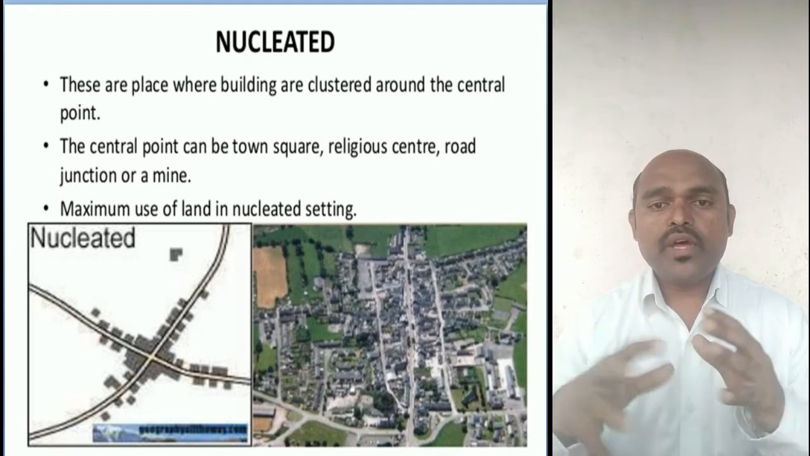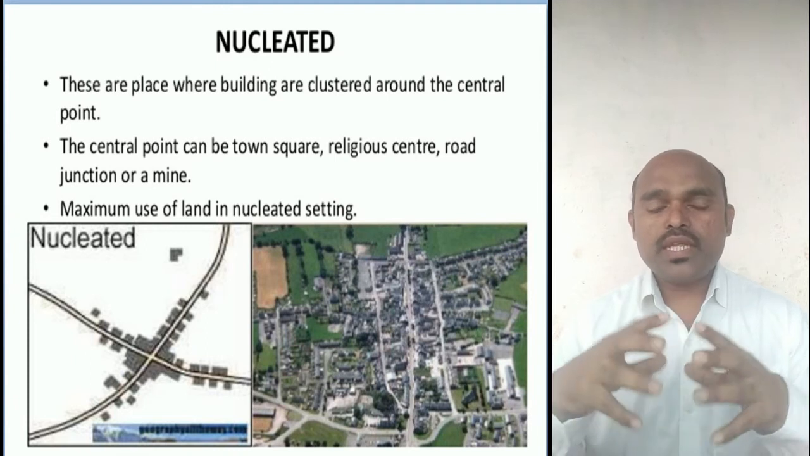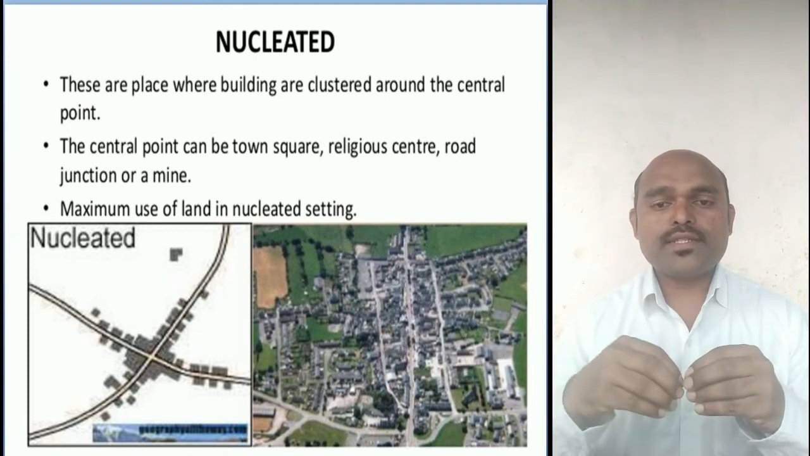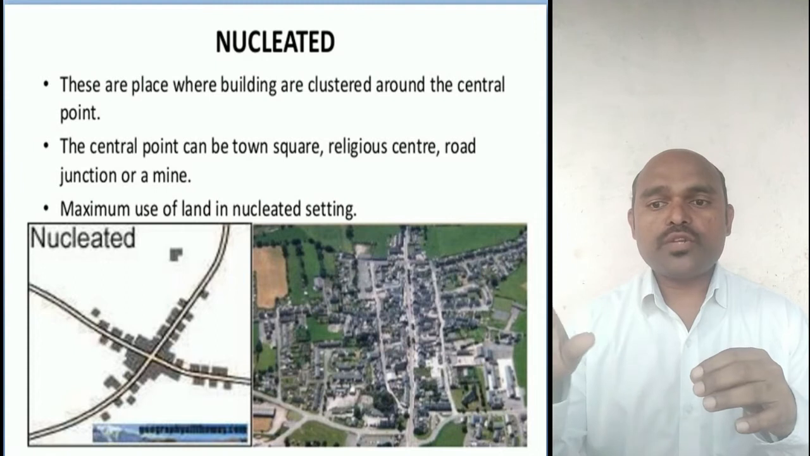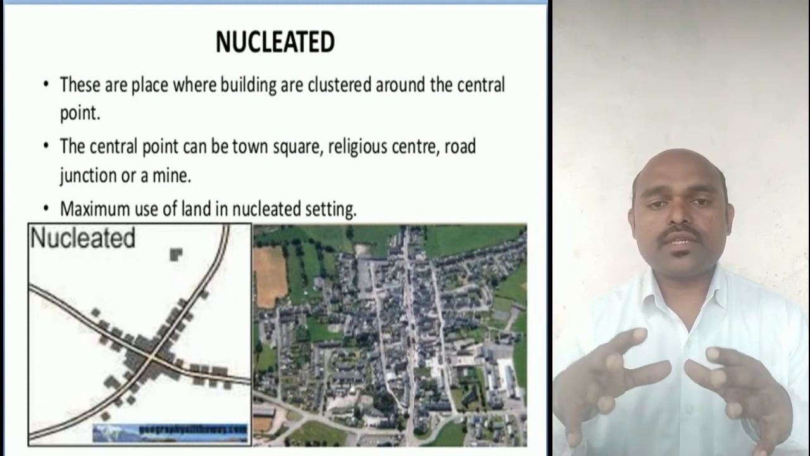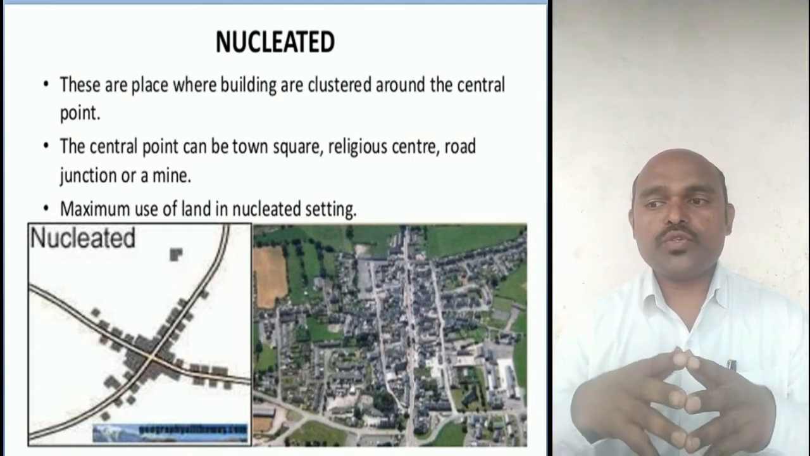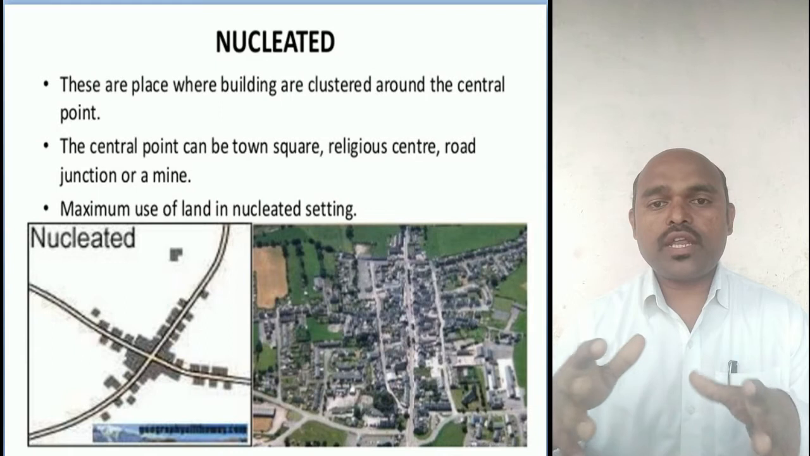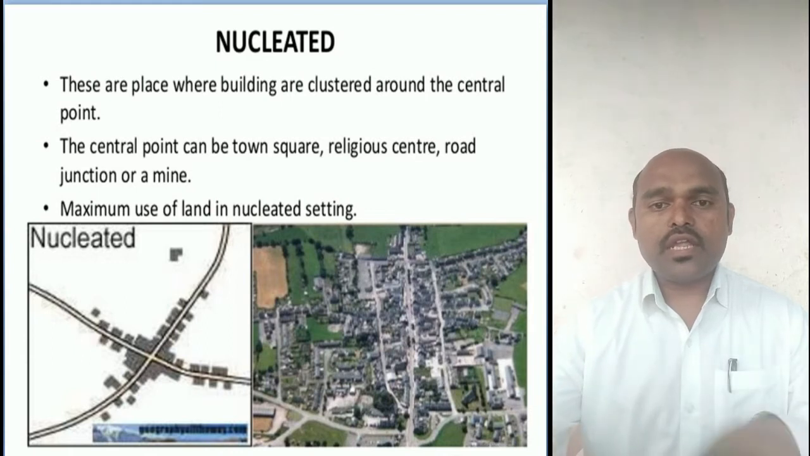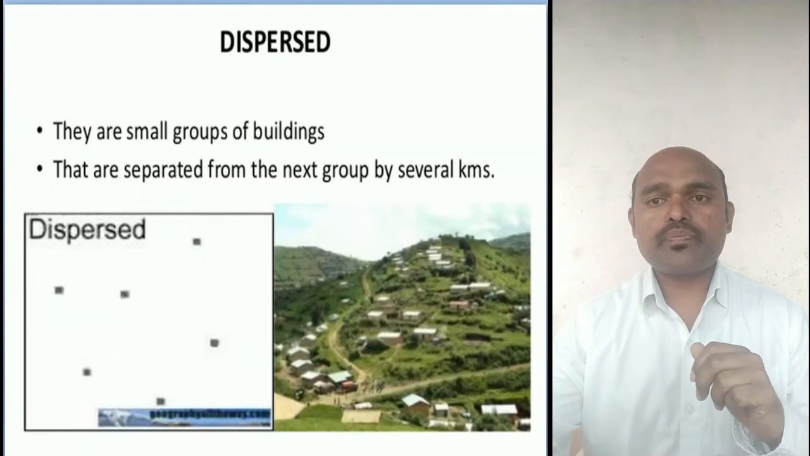Where do we find this nucleated settlement pattern? In India we find the nucleated settlement pattern in the plateau region of Narmada Valley, paddy lands in Bihar, Uttar Pradesh, then Vindhya Plateau, and in the cultivated areas of India. So in these regions we find the nucleated settlement pattern.